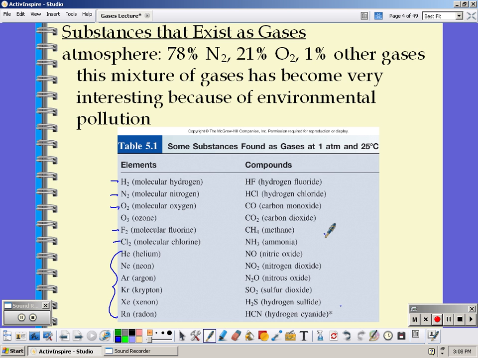The other thing to notice is that H2S and HCN are deadly gases. They're poisonous. And that most of the gases are colorless, with the exception of fluorine, chlorine, and NO2. NO2, nitrogen dioxide, is actually a dark brown color.